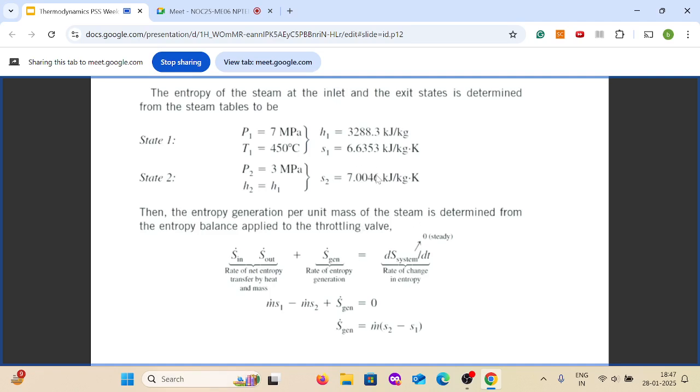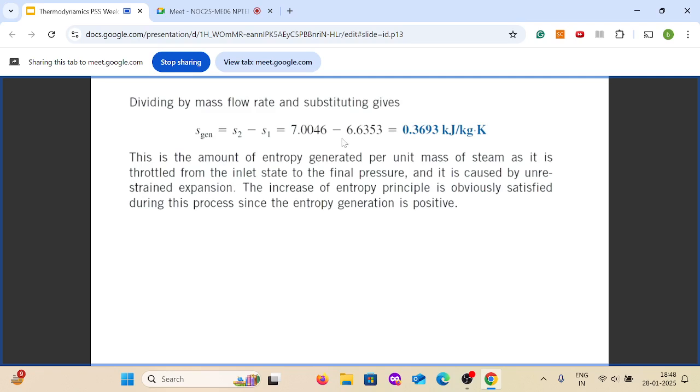Now when we do an entropy balance, S in minus S out, which is the entropy transfer, plus entropy generated equals the change in entropy of the system. Since this is a steady state, dS by dt is 0. So S gen is m dot S2 minus m dot S1. The additional term Q surrounding by T is missing because there is no heat transfer, so that will also be 0. The entropy generated is nothing but the entropy going out minus the entropy coming in, which comes out to be 7.0046 minus 6.6353, which is 0.3693 kilojoule per kg Kelvin. This is the entropy generated, and since this is positive, we know that the principle of increasing entropy is true.